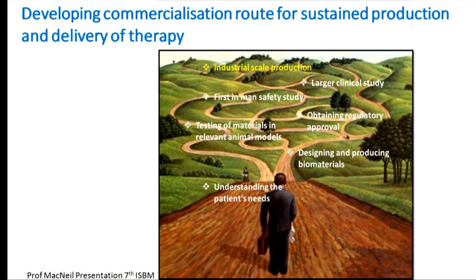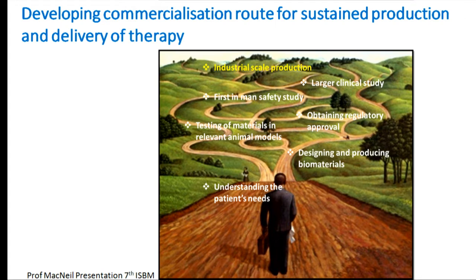So that's what the slide basically shows: when you are developing projects in the area of biomaterials, tissue engineering, and regenerative medicine, what are the key factors you have to think about? So the scientist starts by understanding the patient's needs, and you need to go and talk to the clinicians about what their problems are. And then, when the problem is understood, you have to come back to your laboratory and design and produce biomaterials at the lab level. And then you have to test these materials in relevant animal models.